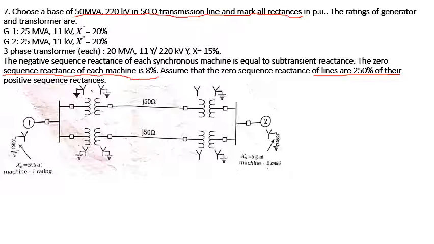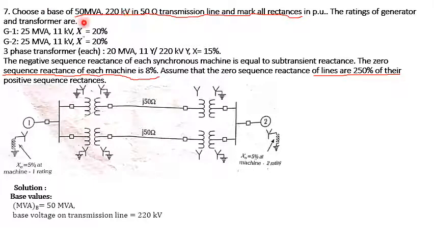Okay, so we need to draw the sequence network diagram for this. Let us solve this. First, we need to consider the base MVA and the base kV, because they have mentioned it clearly: 50 MVA, 220 kV on the transmission line. So the base MVA will become 50 and the base voltage in the transmission line will become 220 kV.